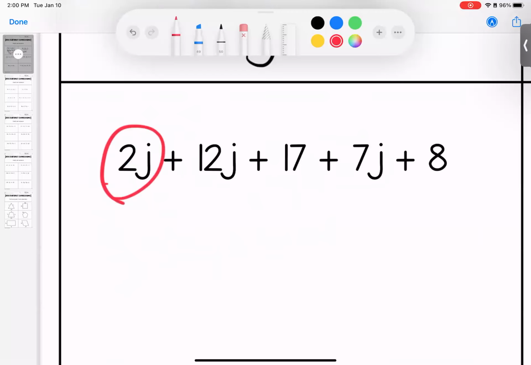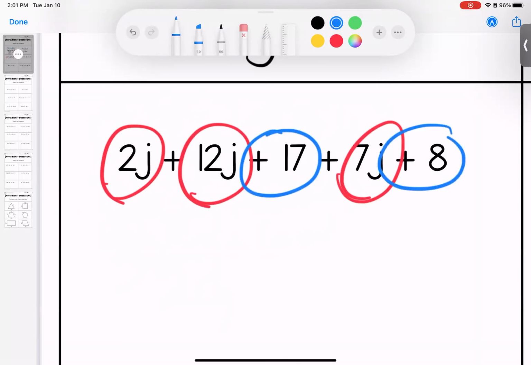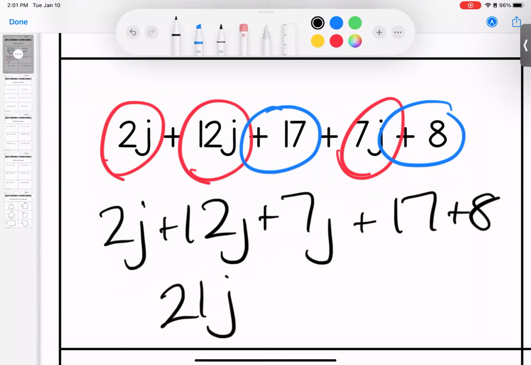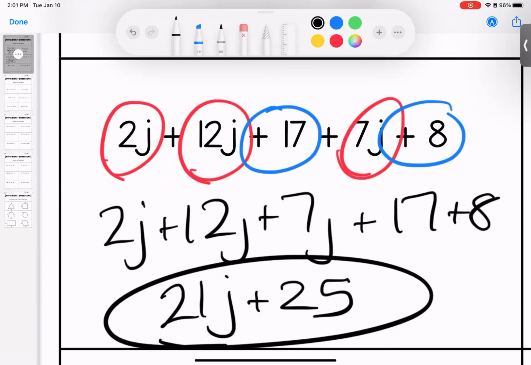Down here, again, we're going to start with like and like. So I have my variables and my numbers, bringing the sign with me. 2J plus 12J plus 7J plus 17 plus 8. 2 and 12 is 14. 14 and 7 is 21. There's my J. 17 plus 8 gives me 25, so 21J plus 25.